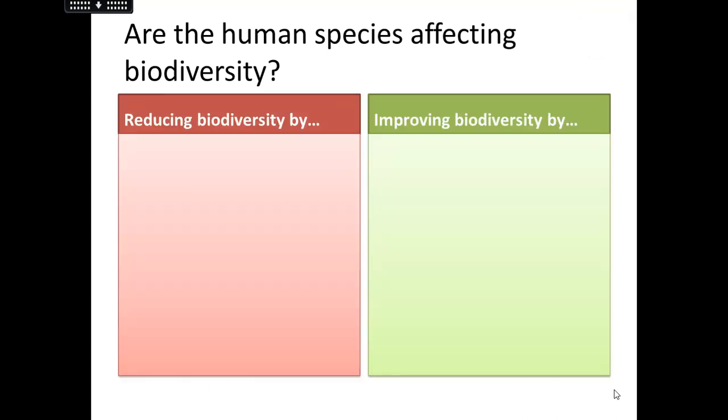So you might have guessed that we're doing a bit of both. Some better than others and some worse than others, depending on which way you look at it. So let's look at how we're reducing biodiversity, how we're possibly wiping out or endangering certain species. Big factor, pollution, specifically on land, water and air.